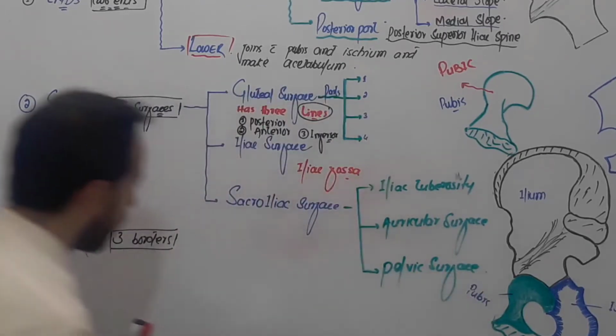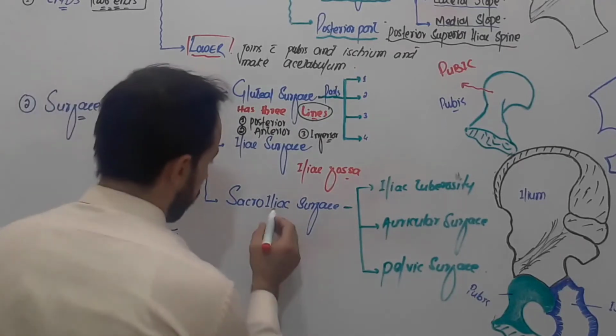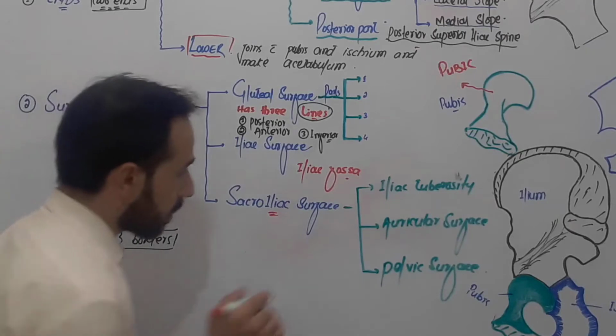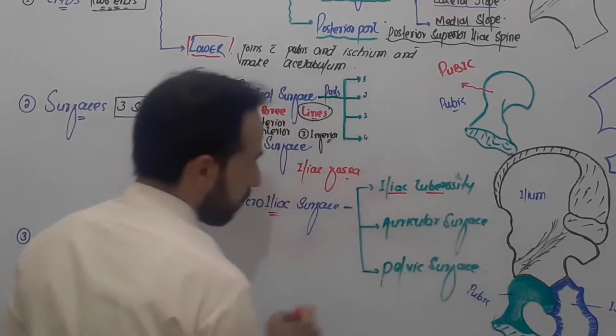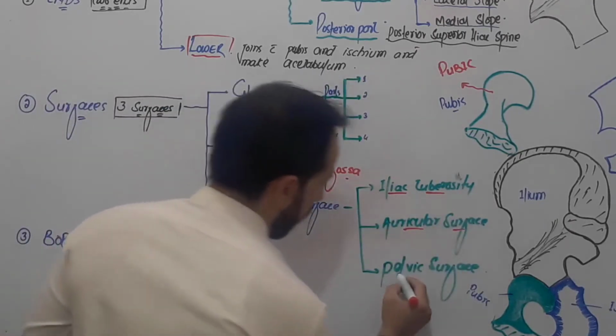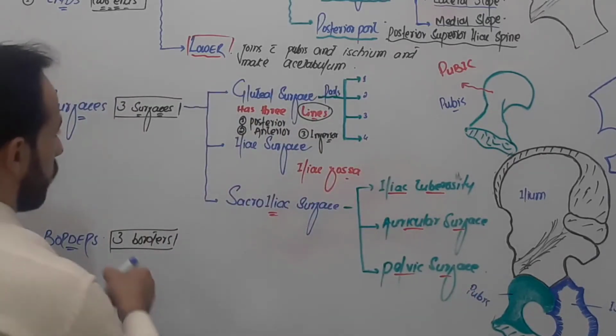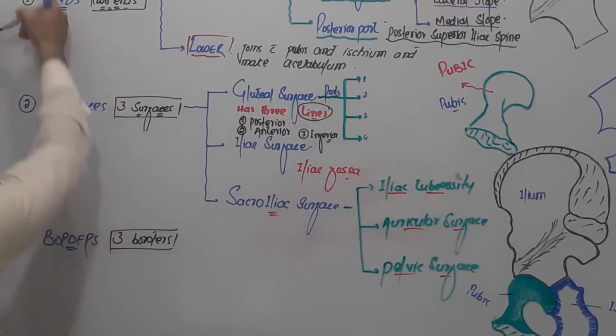Pelvic surface. So we say that the sacroiliac surface has three important markings. What are those? The iliac tuberosity, the auricular surface, and the pelvic surface. So okay friends, these are the three surfaces of your iliac bone.